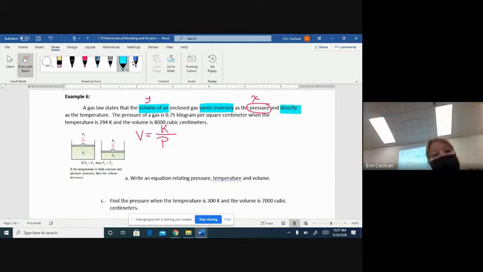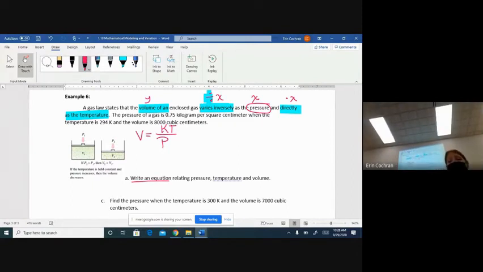But directly as temperature. So what would I do with that K? Would I divide by the temperature or multiply by the temperature, if it's varying directly? Multiplying, right? Directly means multiplication. So inversely is dividing by X. Directly is times by X. So I'm going to take my K and multiply it by my temperature. You guys okay with that? Now, we actually have to find the K to be able to write the equation, right? So let's see what they give us.